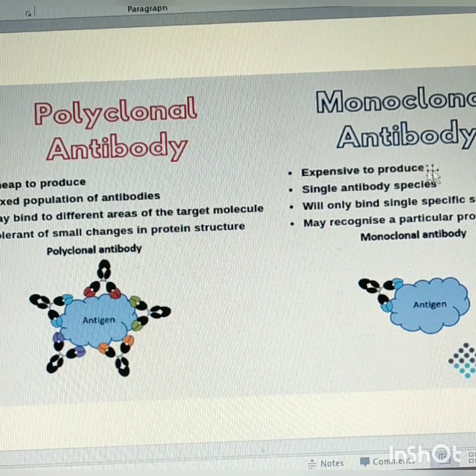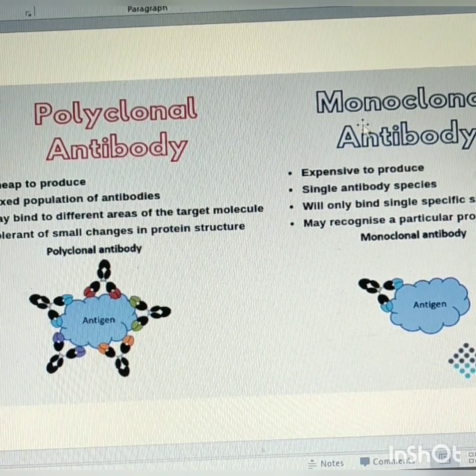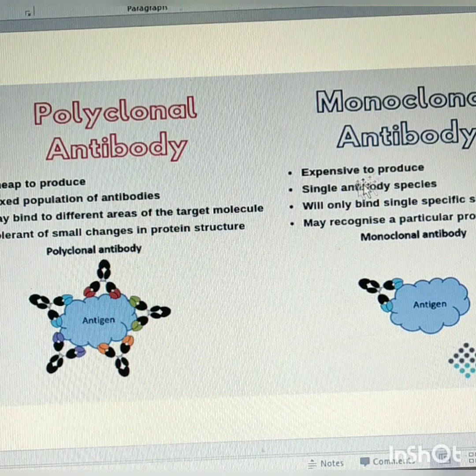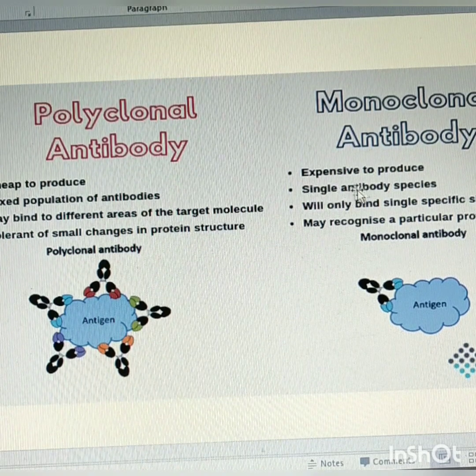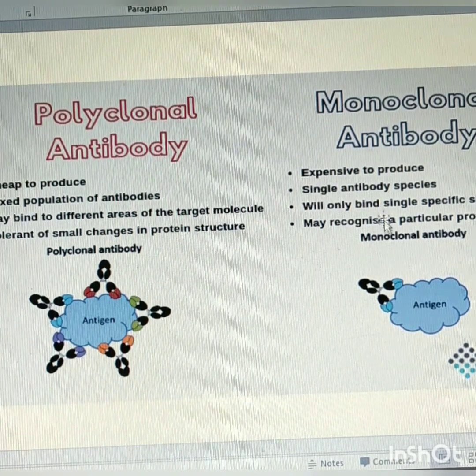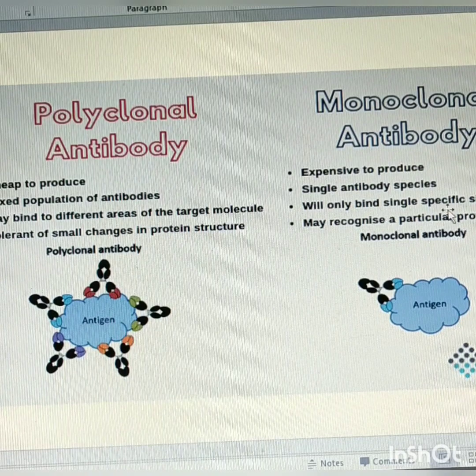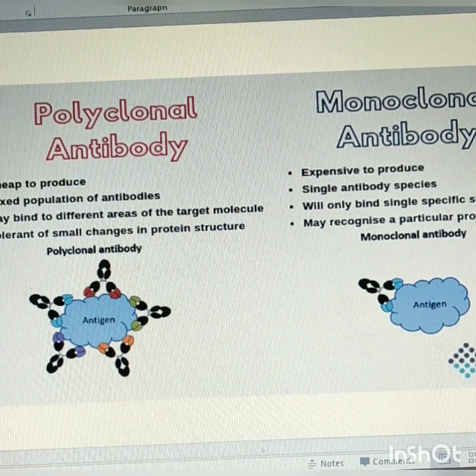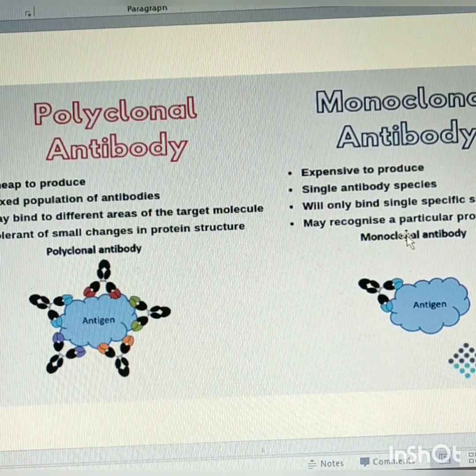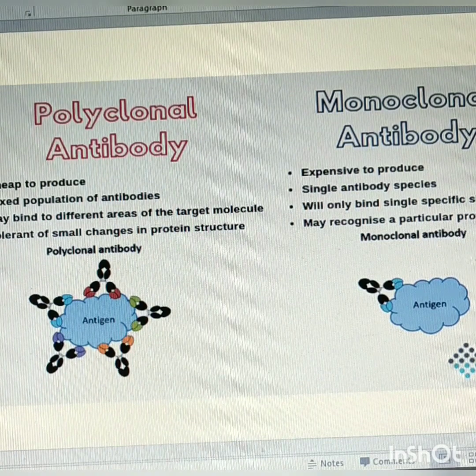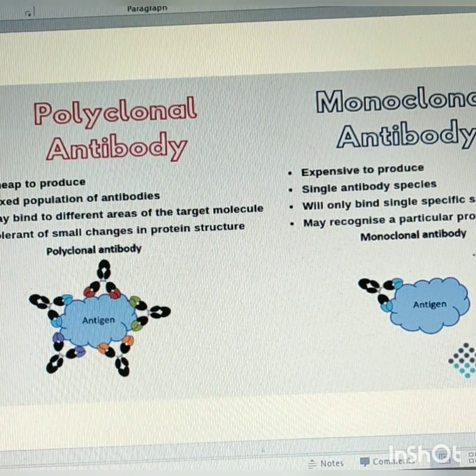Monoclonal antibody is very specific. It is expensive to produce. It is a single antibody species. It will only bind a single specific site. It may recognize a particular protein.